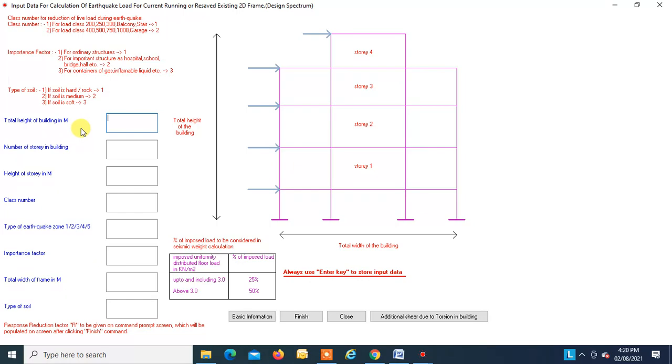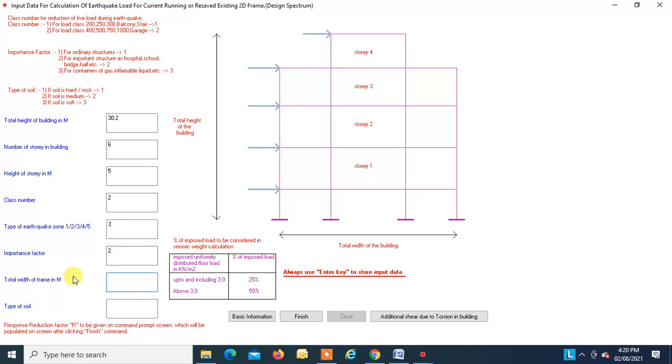So the total height of the building is 30.2 meters, press enter. Total number of stories is 0 plus 6, so I will give 6 over here, press enter. Height of the typical story is 5 meters, press enter. Class number is 2, so write 2. And then earthquake zone is 3, press enter. Importance factor: ours is an important public building, so we will write 2. By writing 2 over here, the program will take the importance factor as 1.5. So 2, press enter.